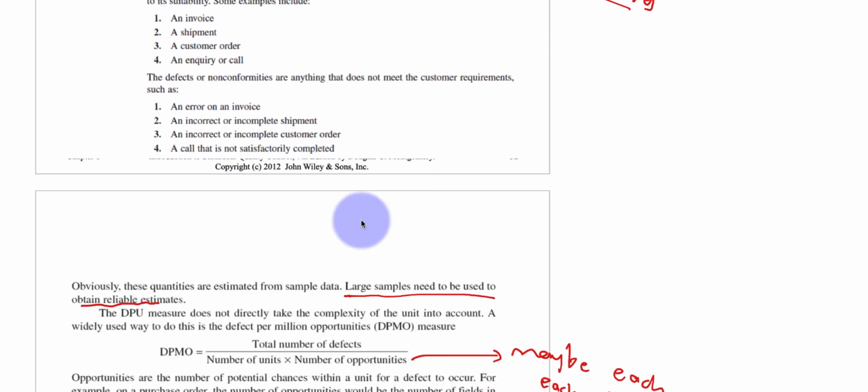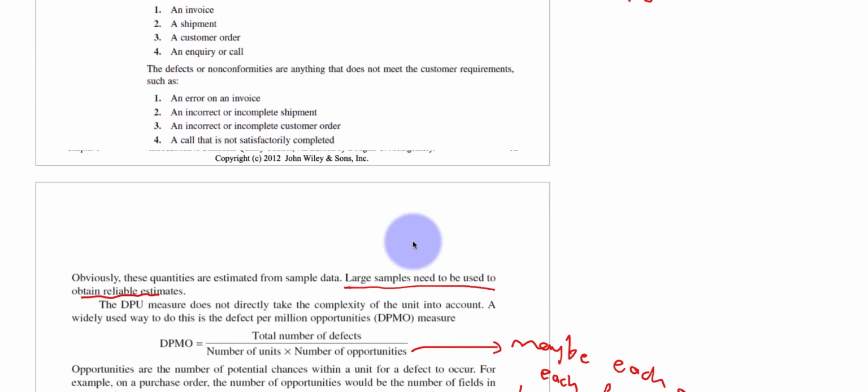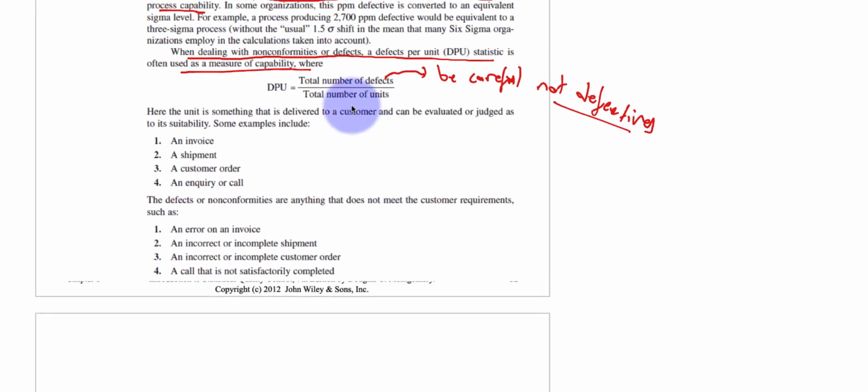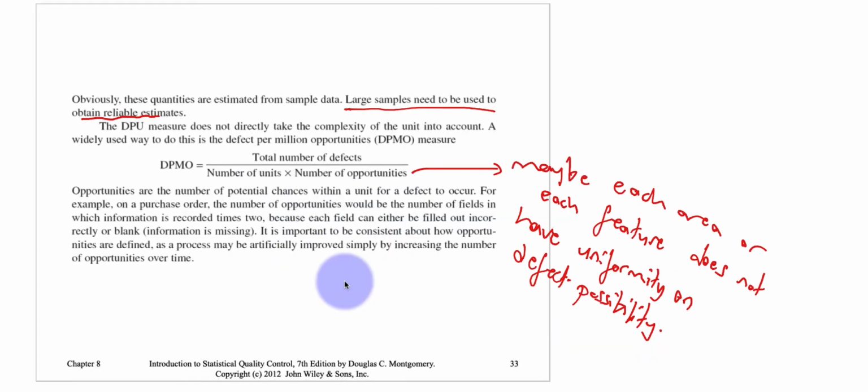We have also another kind of formulation. Here it is DPMO, and DPMO is defects per million opportunities. Here we are dividing the total number of defects by the number of units multiplied by the number of opportunities. Here we did not take the units as a whole. Instead of this, we calculate opportunities. Opportunities means the potential places, potential fields for the defects, and we multiply these potential fields by the total number of units.